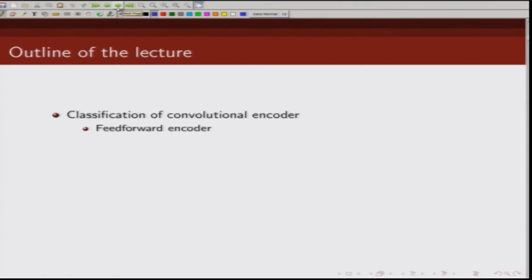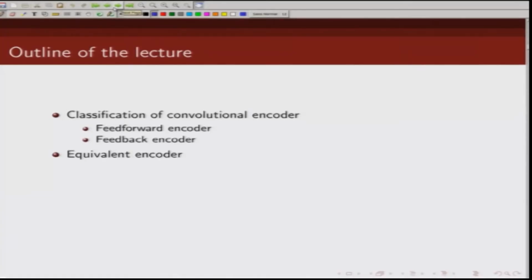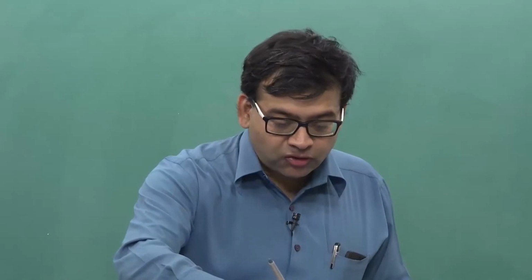So, as I said, first we will talk about convolutional codes, and in this we are going to talk about a classification based on types of connections between the input and output of the convolutional encoder. In this regard, we are going to talk about what we mean by feed forward encoder and feedback encoder. Then we are going to introduce a classification based on what the output bits are, whether the information bits directly appear in the output or not. Based on that, there will be a classification of convolutional code.